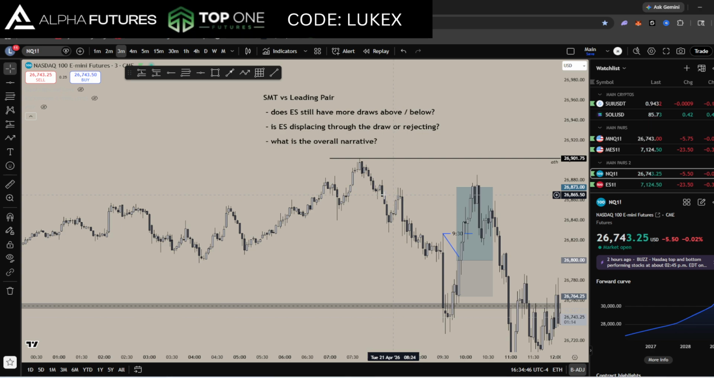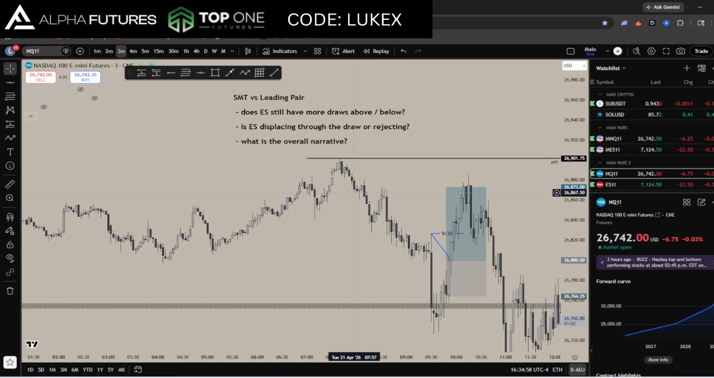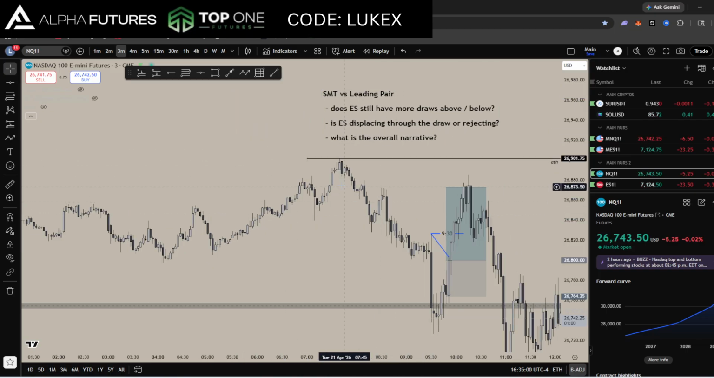this is how you determine if it's an SMT or it is just a case of a leading pair or a leading index. Does ES still have more draws above or below? If it does, then it's likely just ES being the leading index and it's just pushing faster, and you could expect NQ to continue to push right behind it. Again, is ES displacing through the draw or rejecting? If it's displacing through the draw, you expect it to likely want to continue. But if it's rejecting, if it sweeps it and it's rejecting, then that's likely a case of it being an SMT and you might get reversed on.